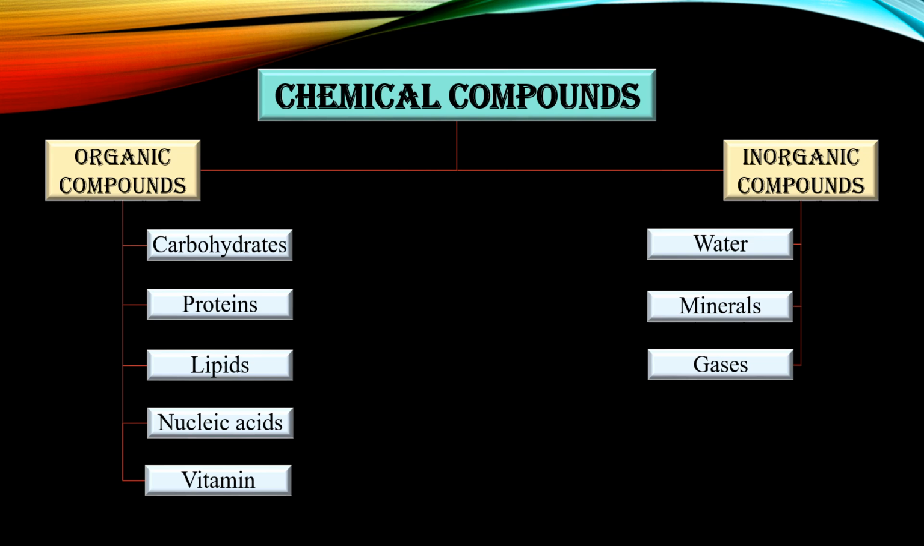Now we will see the chemical compounds which form the living body. They can be categorized into 2 groups as organic compounds and inorganic compounds. Carbohydrates, proteins, lipids, and nucleic acids are the 4 most common organic compounds, and we call them biomolecules. Vitamins are also an organic compound found in the living matter. Water, minerals, and gases are the inorganic compounds found in living matter.